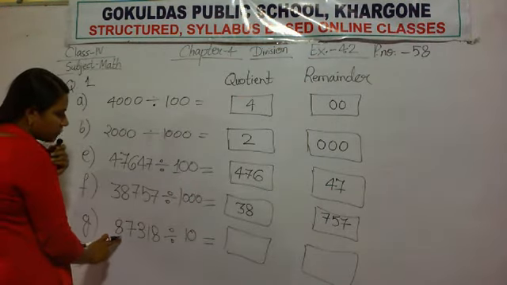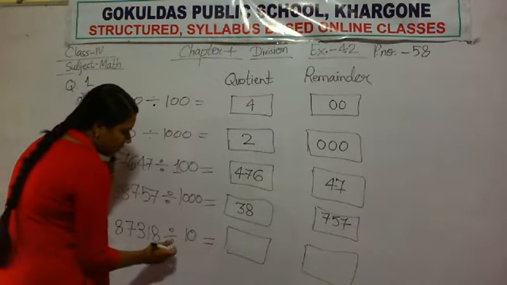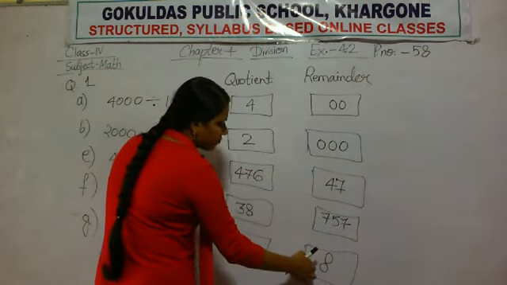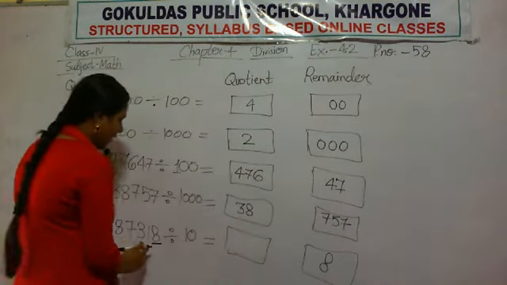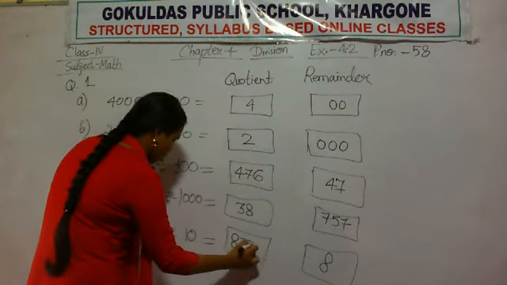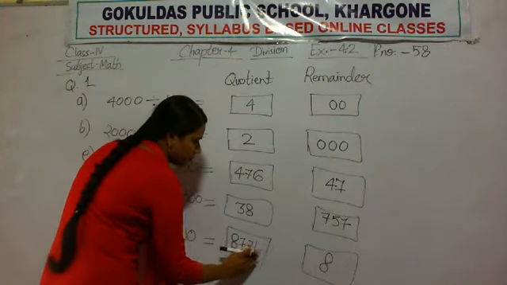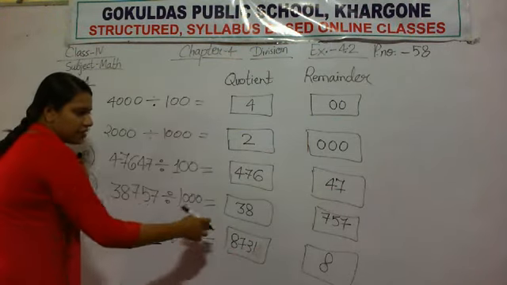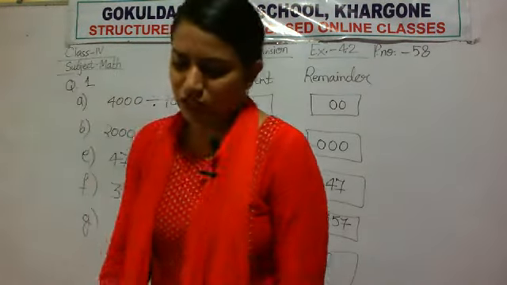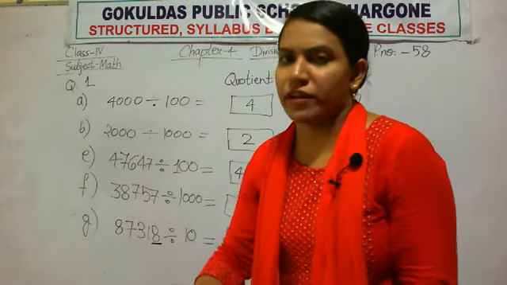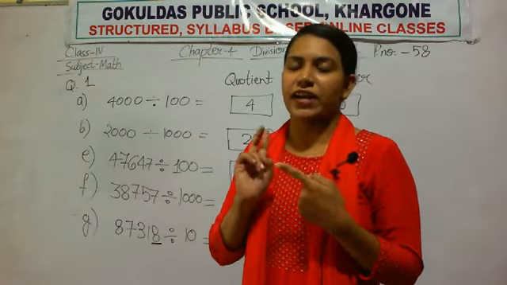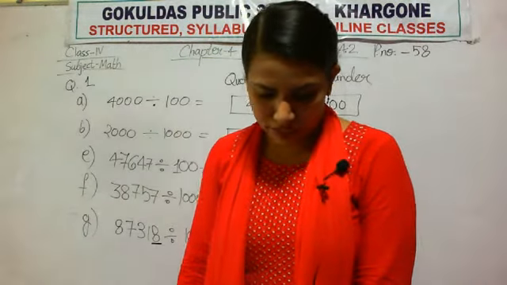Now let us do the last one. If you are dividing any number by 10, then the one digit at ones place will be your remainder. So I am writing 8 at the remainder's place, okay, and the remaining digits will be your quotient. This 8 is your remainder and the remaining digits are your quotient. Okay, so this is how we perform division using the trick. But these are the tricks for dividing by 10, 100 and 1000 only.